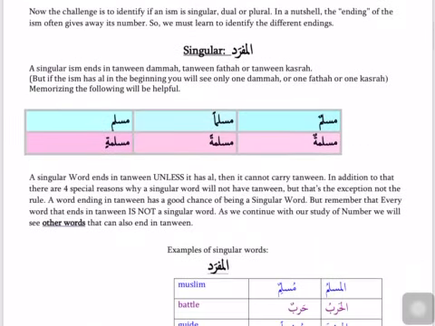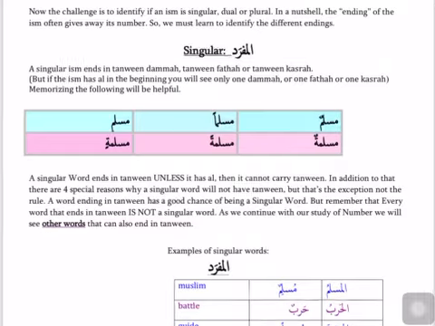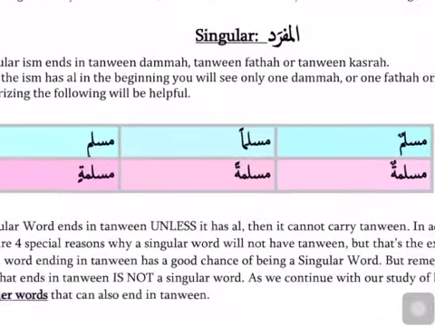So let's look at mufrad first. A mufrad ism is basically an ism that denotes one. There is no special ending for a mufrad ism. You will just see an ism ending in tanween, or a definite ism would start with al and there will be no tanween, but there will be no special ending on a mufrad ism. We will look at certain mufrad ism and hopefully that will give us an idea of what a mufrad ism looks like.